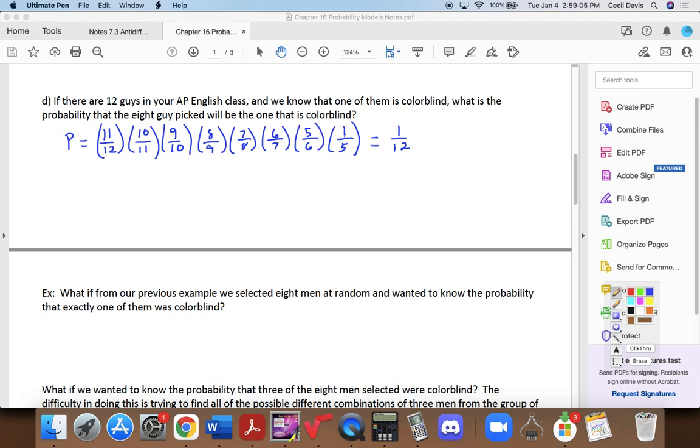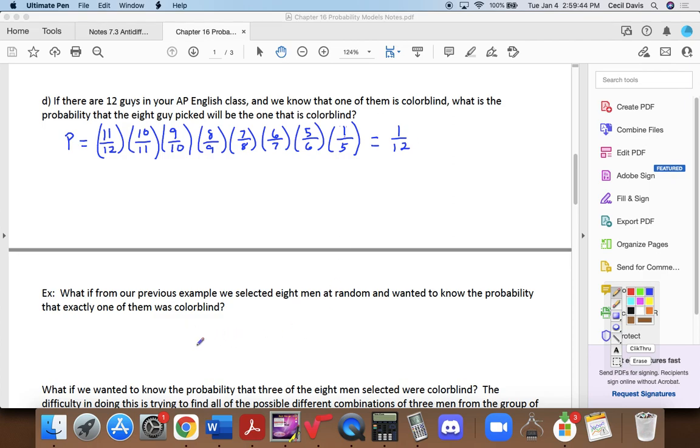Okay. And it makes sense, right? When you have 2 left, it's 50%. But I'm not talking about the probability of the remaining 2 after having eliminated the first 10. I'm talking about the probability from when you start that it's the 8th guy. Okay? All right.